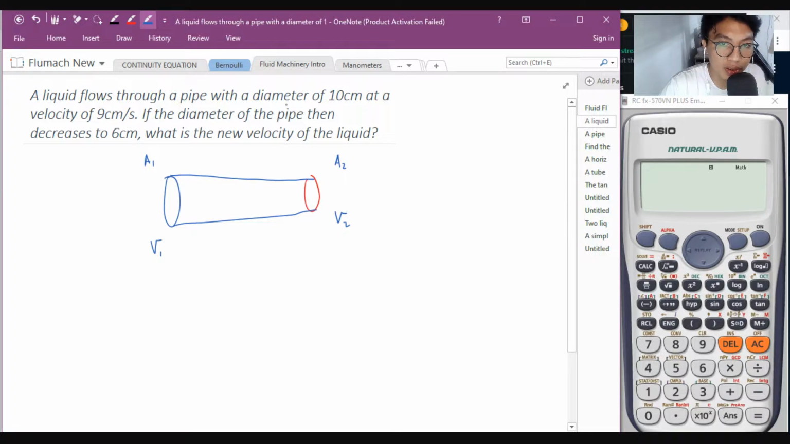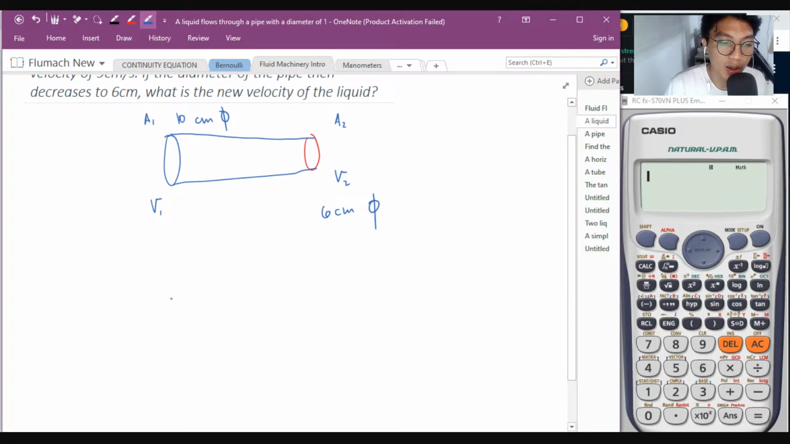Now, dito, yung pipe diameter mo is 10 cm. Dito, bumaba siya, decreases to 6 cm yung kanyang diameter. Now, what is the new velocity of the fluid? Okay. From the continuity equation, di ba? Sinabi ko sa inyo that for incompressible fluid, A1V1 is equal to A2V2.